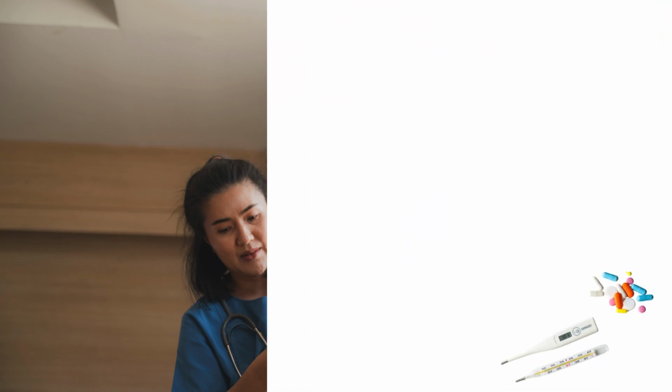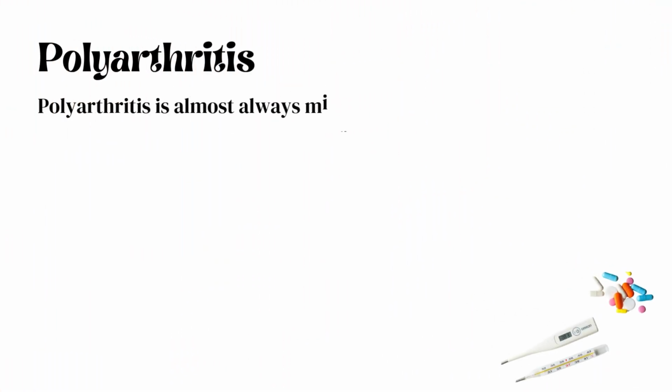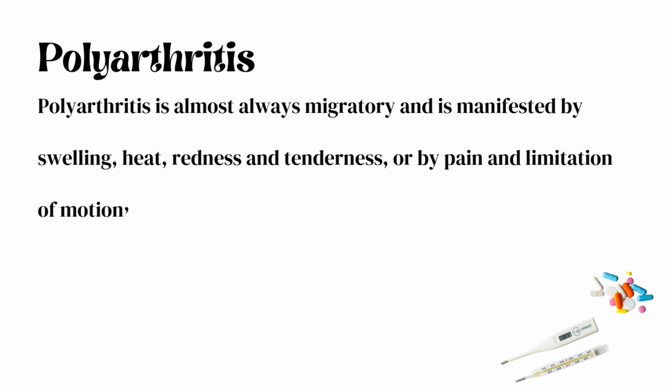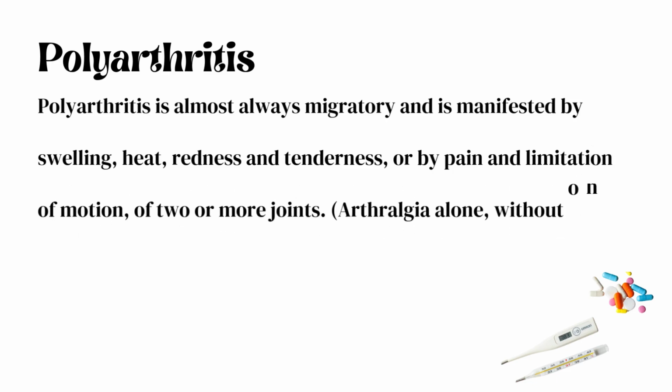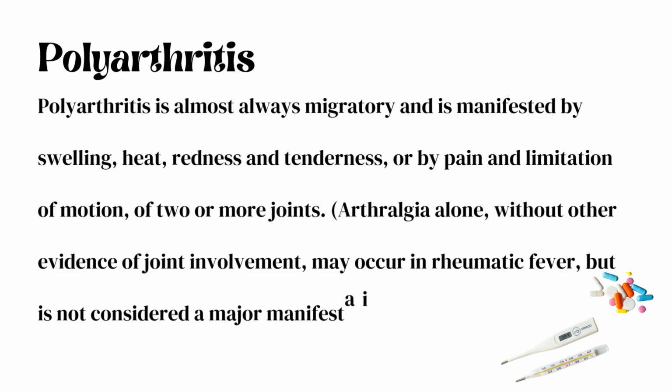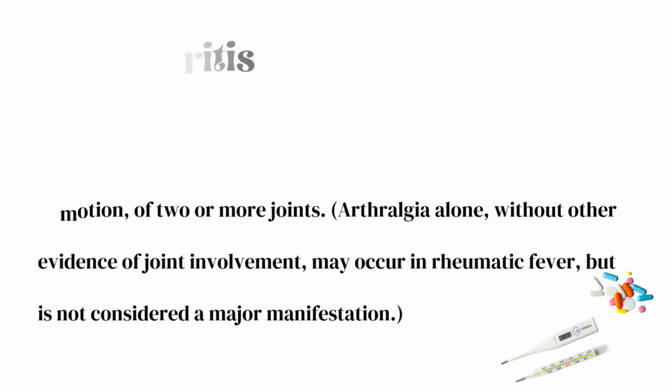Polyarthritis is almost always migratory and is manifested by swelling, heat, redness, and tenderness, or by pain and limitation of motion of two or more joints. Arthralgia alone, without other involvement of joints, may occur in rheumatic fever, but it is not considered a major manifestation in rheumatic fever.